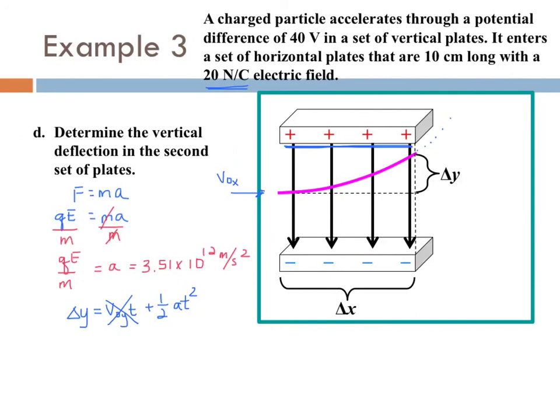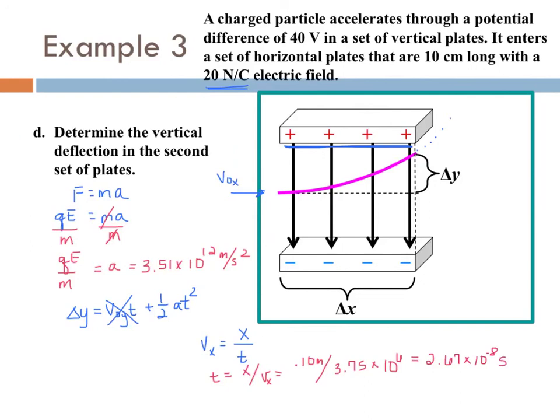So what we can do is solve for time. Now, we know that our velocity in the x direction is constant for projectiles, and that velocity is equal to distance over time. So, t is equal to x over vx. Now, vx is the velocity that we had as we left the first set of plates. So again, our distance is 10 centimeters long, so that's 0.10 meters, divided by our velocity as we left the first set of plates, which was 3.75 times 10 to the 6th. This gives us 2.67 times 10 to the negative 8 seconds, and this is our time.